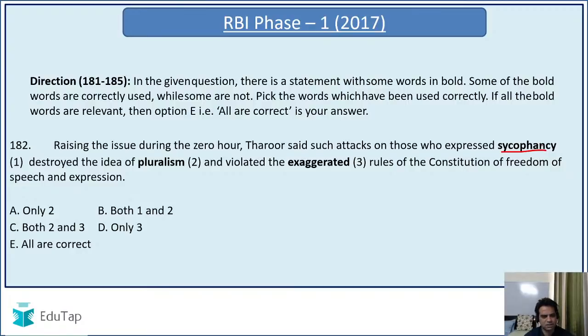Who expressed destroyed the idea of pluralism. That's correct, and violated the fundamental rules should have been there. So raising the issue during the zero hour, Tharoor said such attacks on those who expressed, let's say discourtesy, or I don't know, but I think only two is correct here. Yes, guys, so the correct option here is only option number A, not B. Only A is correct here, guys.